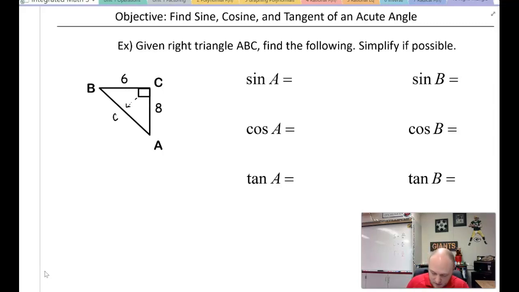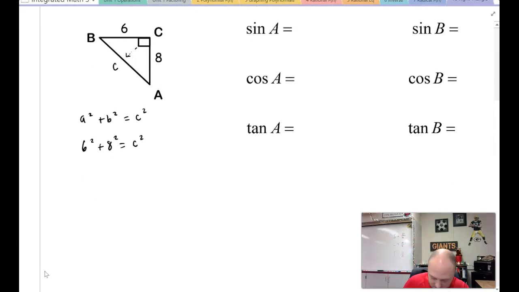And the Pythagorean Theorem, again, is a squared plus b squared is equal to c squared. In this case, it's going to be 6 squared plus 8 squared is equal to c squared. It doesn't matter which one comes first, 6 or 8. What does matter is that the hypotenuse is always alone on the right side. So I'm going to go ahead and solve this. 36 plus 64 is equal to c squared. We can add those together. We get c squared is equal to 100.